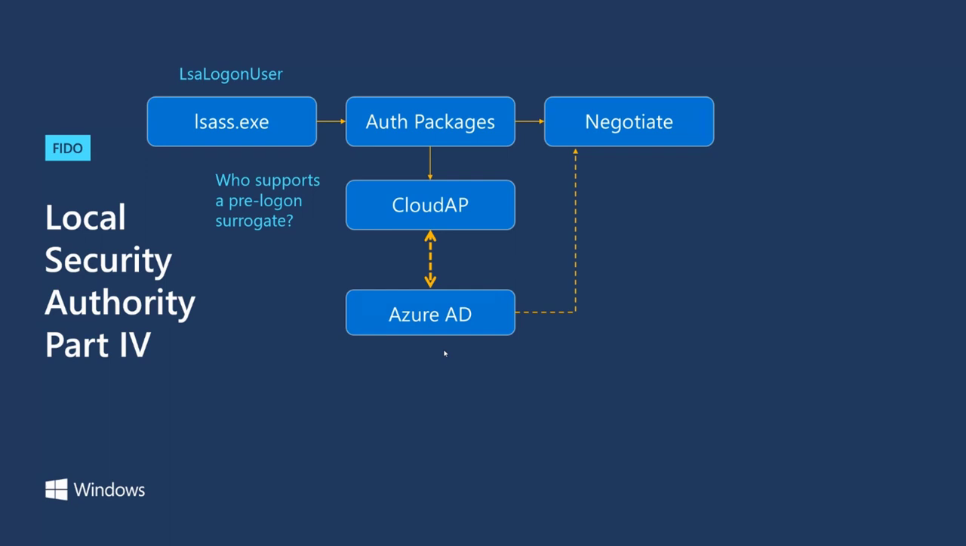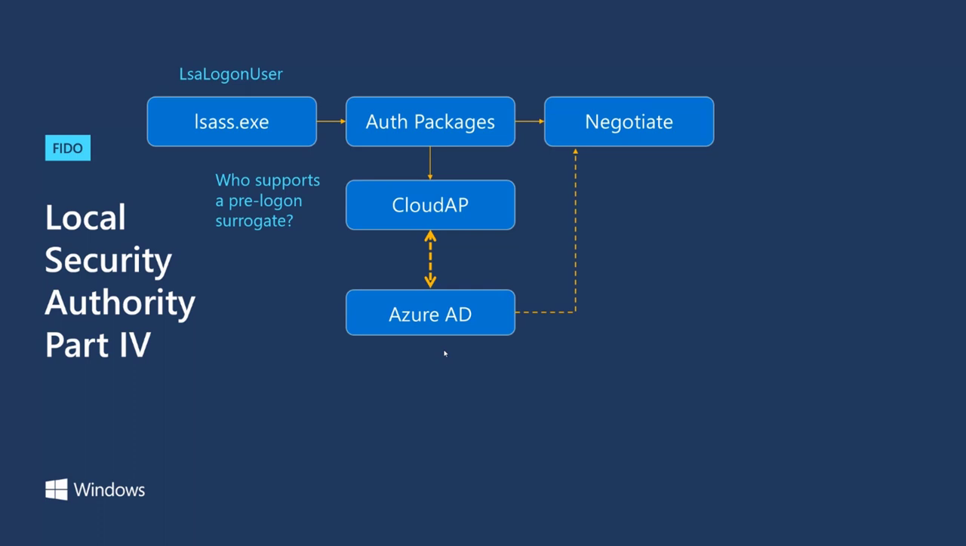Well, we use this pre-logon surrogate to say, can Azure AD actually fulfill this logon for us, and then have Azure AD provide this additional information. So what's actually going on under the covers is Azure AD mints something called a read-only domain controller ticket granting ticket. It's an awful name. It's very complicated. But the short description of it is it's kind of like your regular TGT, but it's very narrow in scope about what it can do.